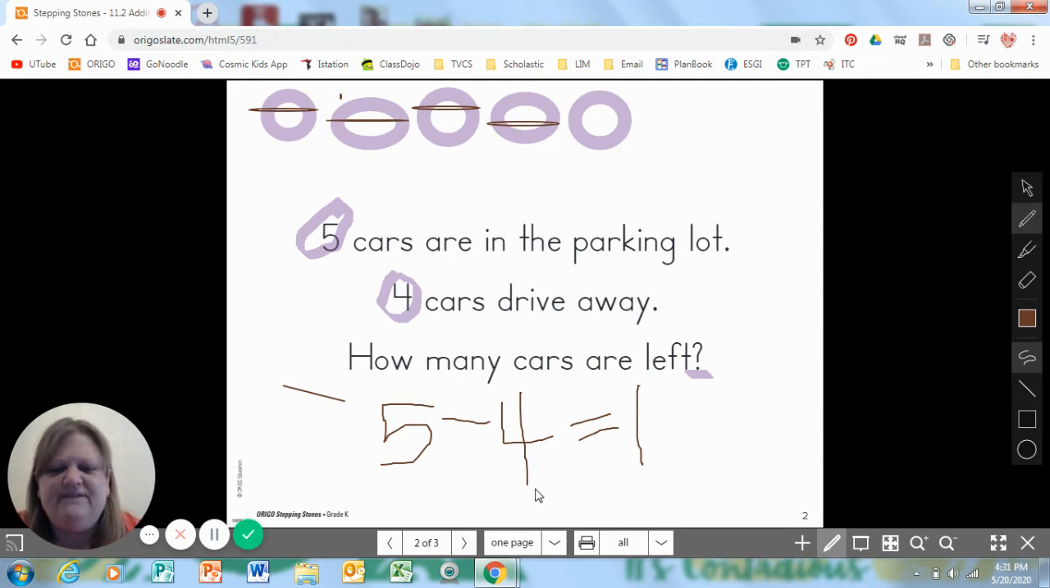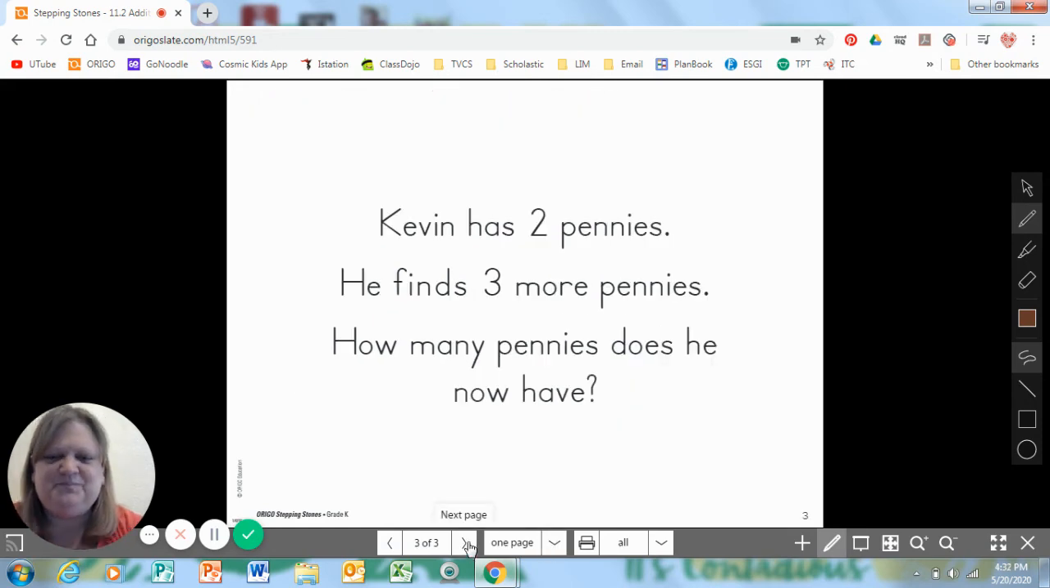Let's read that number sentence together. 5 take away 4 equals 1. Or 5 subtract 4 equals 1. Or 5 minus 4 equals 1. Very good. All right, let's do one more together.